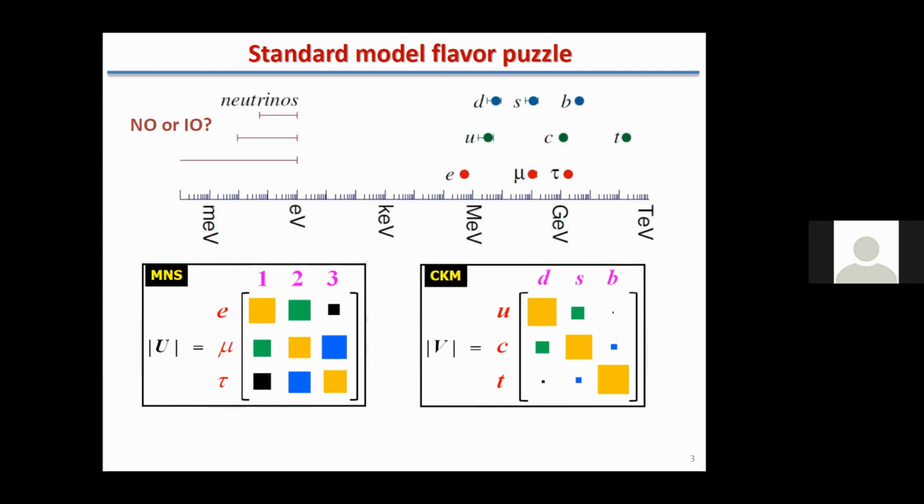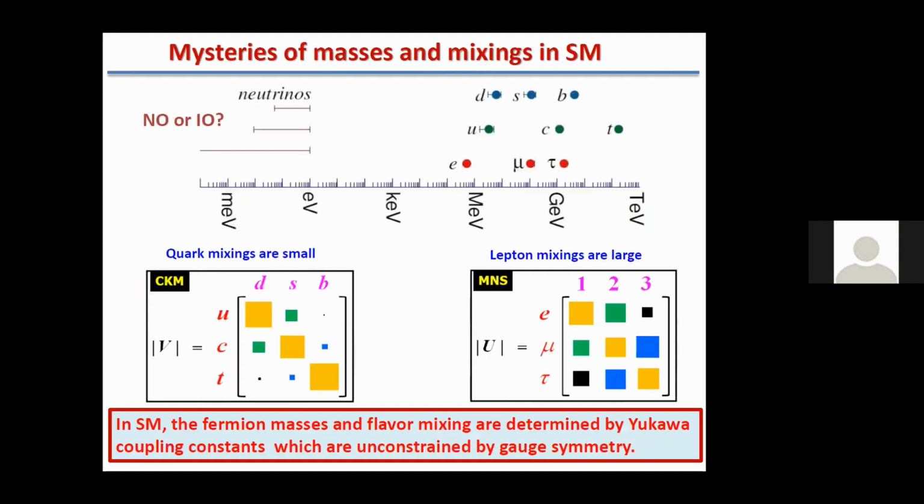The smallest one is the reactor mixing angle. The masses and mixing parameters are fundamental parameters in particle physics. Besides the gauge couplings, the Higgs mass and the Higgs vacuum expectation value, all other free parameters are masses and mixings. So most of the free parameters in the Standard Model come from masses and mixings. In the Standard Model, the masses and mixings are determined by Yukawa coupling constants, but they are not constrained by the Standard Model gauge symmetries. In principle, we have to decide their values from experimental measurements.